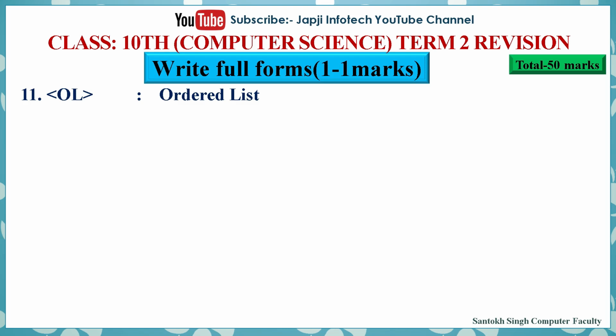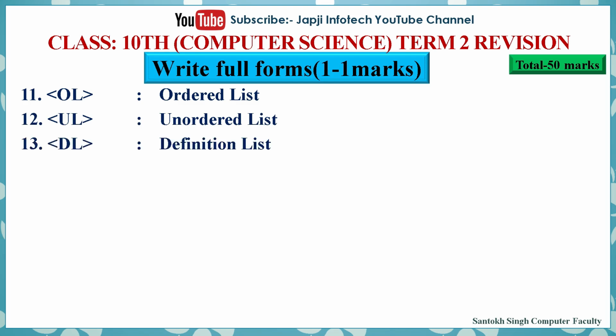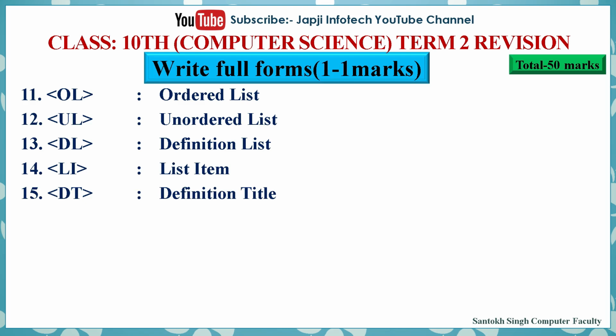11th one is OL tag. OL tag stands for order list. 12th one is UL tag. UL tag stands for unordered list. 13th one is DL tag. DL tag stands for definition list. 14th is LI tag. LI tag stands for list item. 15th one is DT tag.